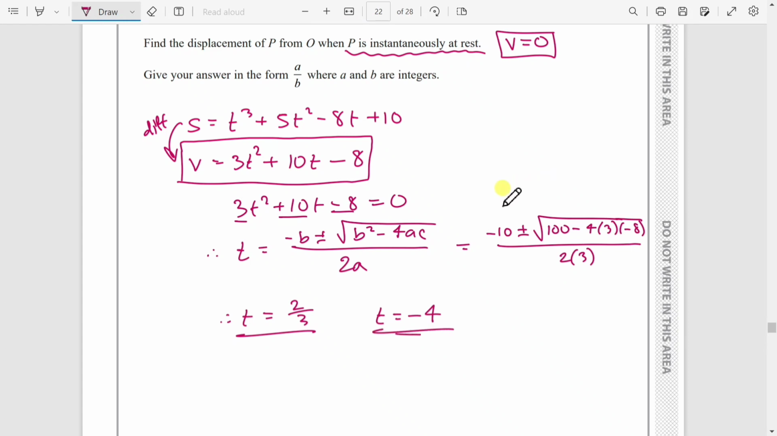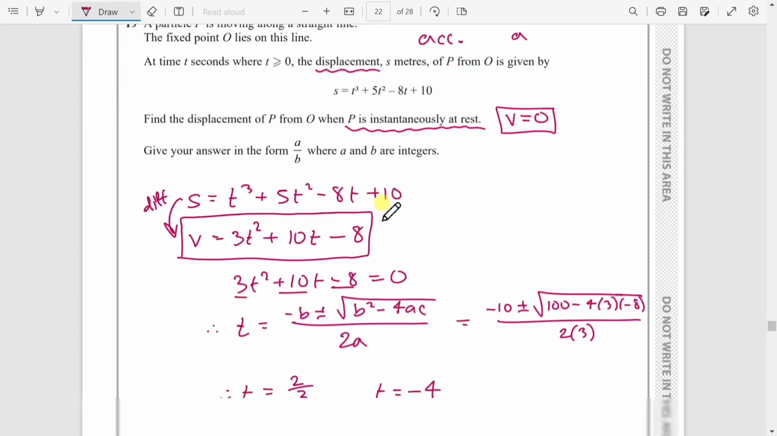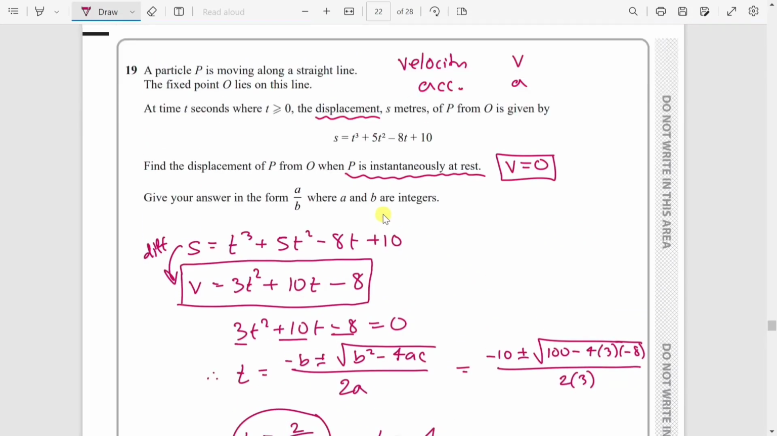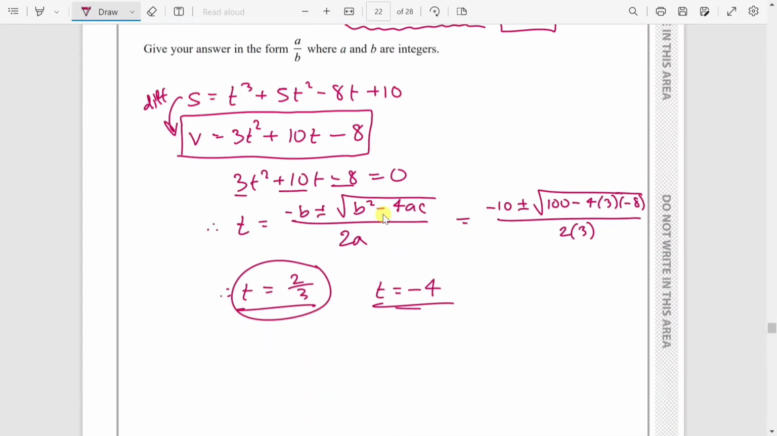Now remember, you're dealing with time. Time has to be positive, so the only possible answer is 2/3. So time took 2/3, or 0.6666 seconds in this case. Yeah, so that's the t value they wanted.